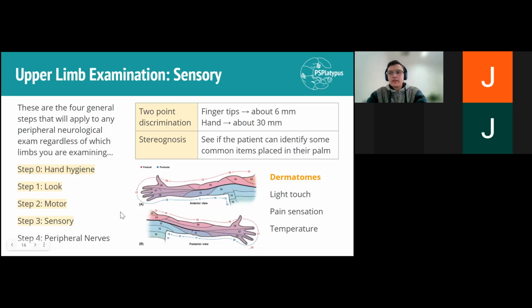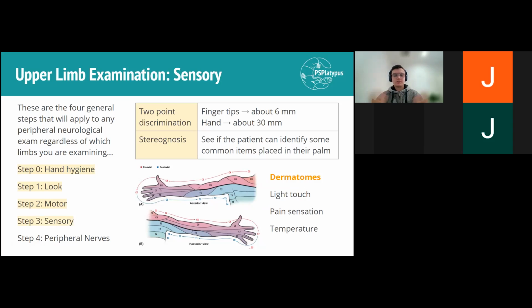2-point discrimination, these are numbers that you unfortunately may have to remember because it can come up in your exam in multiple choice. In the fingertips, it's generally the most sensitive region. So it's about 6 millimeters minimum distance before they realize, okay, this is 2 points of sensation rather than 1. And at the hand, it's a lot larger. So if you think about, usually the back of the hand is where you test it. That's about 30 millimeters, so 3 centimeters, quite a lot.